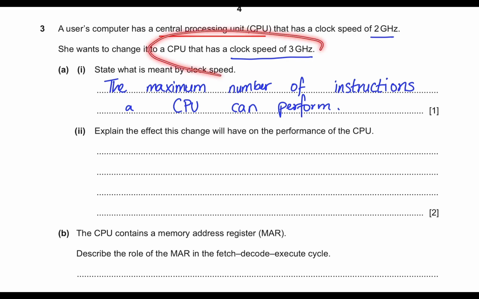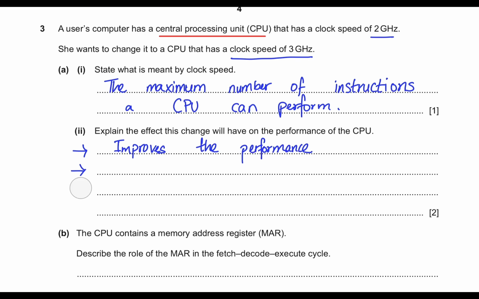Explain how this change will affect the performance of the CPU. How will this affect the CPU? Just simply, basic two general reasons you can say is that it improves the performance. It improves the performance. Why? You have to explain the effect. So you could say it improves the performance. It increases the performance is the same thing.